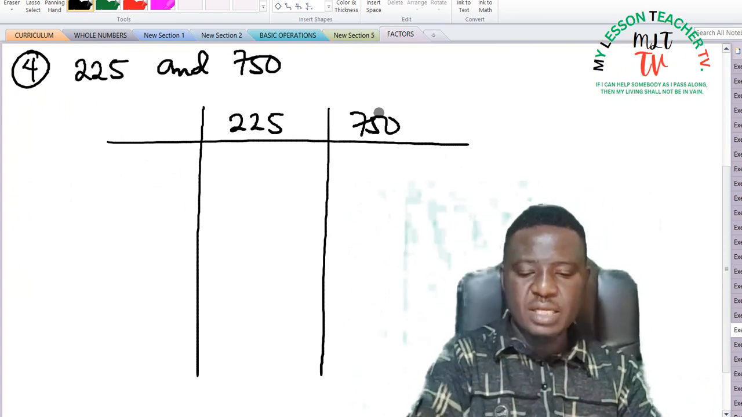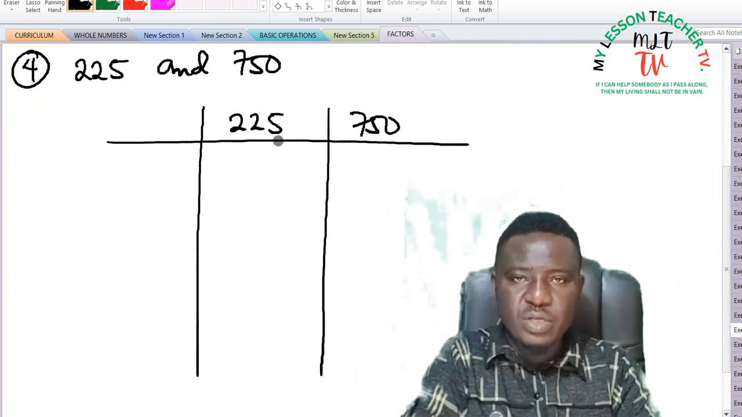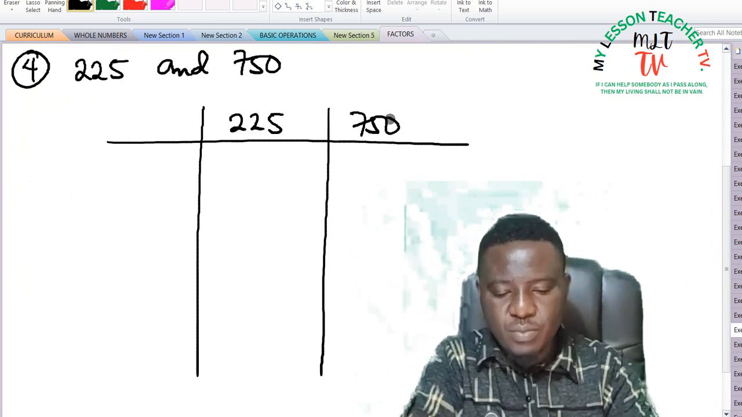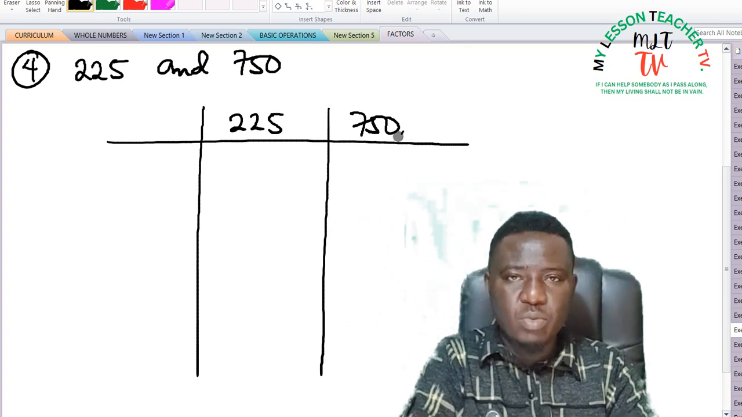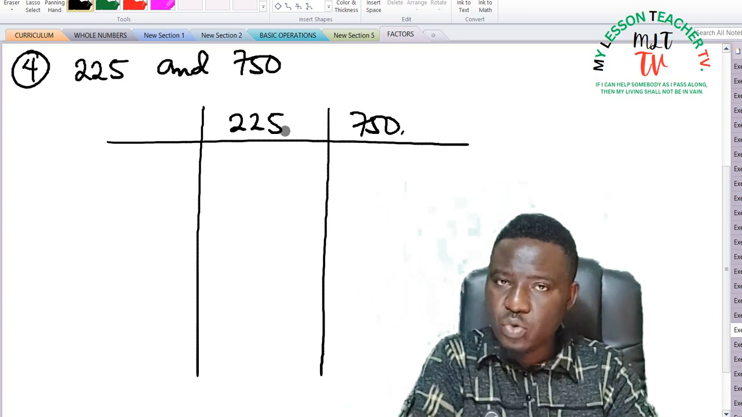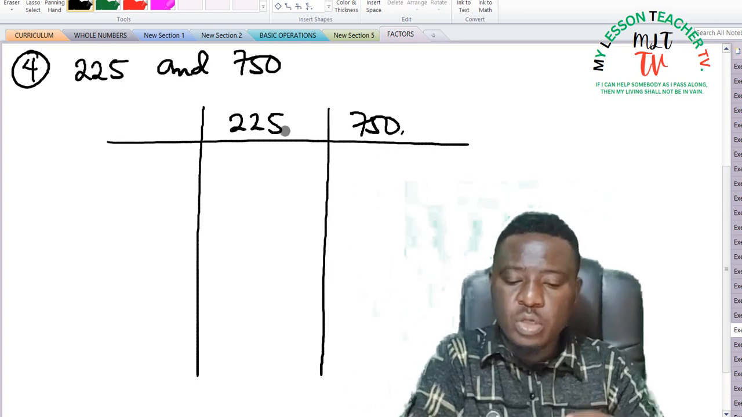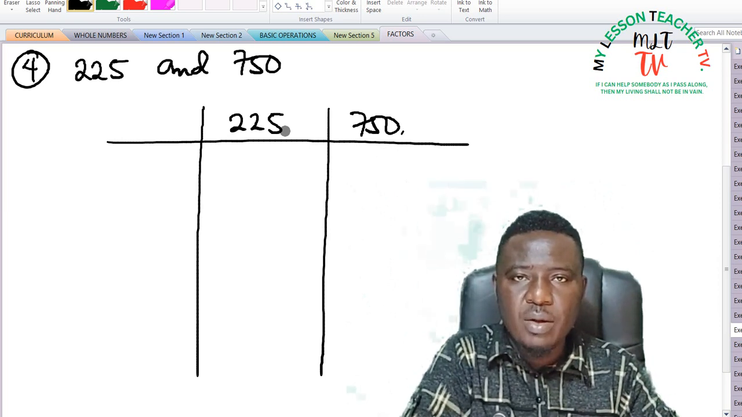Now, 2 can divide 750, but 2 cannot divide 225. Reason being that for a number to be divisible by 2, the last digit must be a number divisible by 2. 0 is divisible by 2, but 5 is not divisible by 2 without a remainder. So that cannot go. Test for the next higher prime number, which is 3.